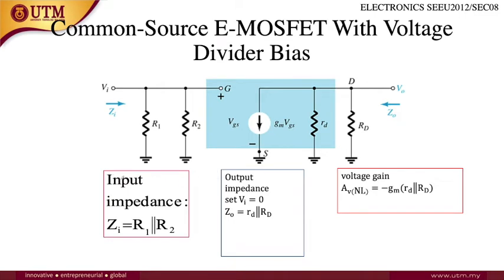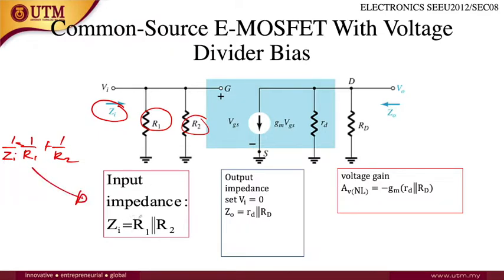So how to find the input impedance? Since it is located here, the value of the input impedance is the parallel value of R1 and R2. So 1 over ZI equals 1 over R1 plus 1 over R2. Rearrange this and you will get the answer for the input impedance. For the output impedance, it is also parallel for both. So 1 over ZO equals 1 over RD plus 1 over RDS. This is for the output impedance.